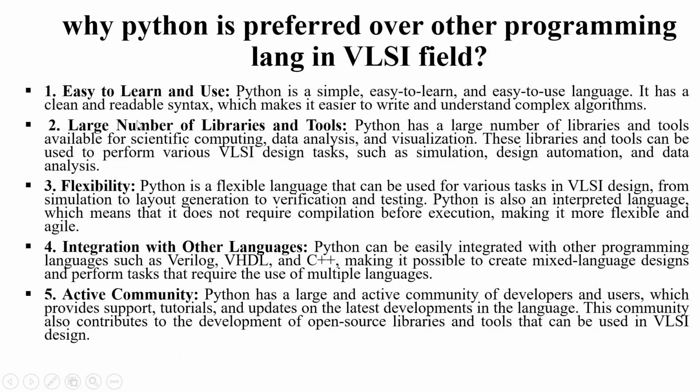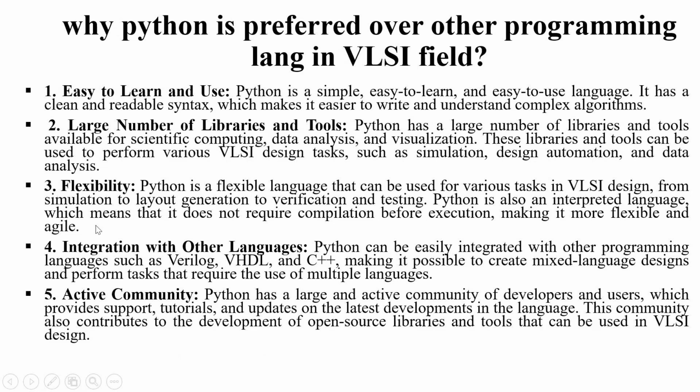These are the points why Python is preferred over other programming languages: it is simple in syntax, easy to learn, and easy to use. It has clean and readable syntax, which makes it easier to write and understand complex algorithms. It also supports a large number of libraries and tools. Python has over 3 lakh libraries for scientific computing, data analysis, and visualization. These libraries and tools can be used to perform various VLSI design tasks such as simulation analysis, design automation, and data analysis.